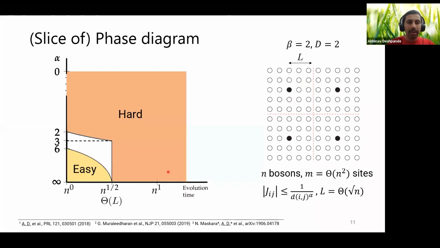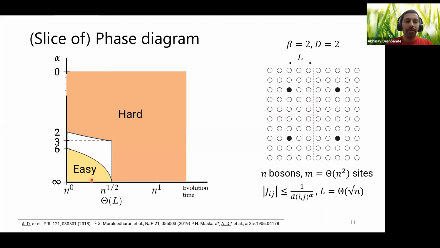And our results are presented in this phase diagram. On the x-axis here, we have the time, represented as how it scales with n. For example, all constant times appear here, all times scaling as square root of n appear here, and so on. And on the y-axis, we have alpha, which is this power law exponent. So again, nearest neighbor lies here, and the higher up you go, the more and more non-local your system becomes.